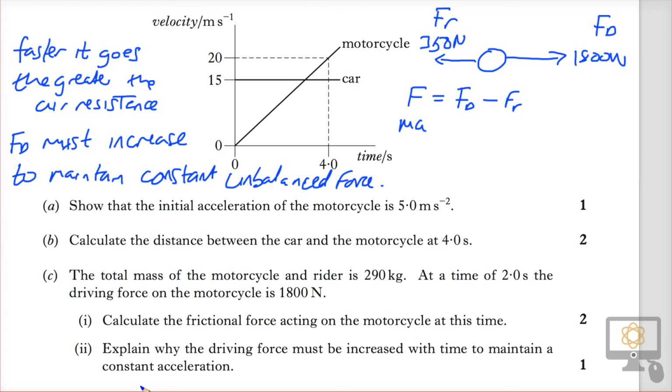It's quite a difficult question to get it right. You need to talk about this section first of all: the faster it goes, the greater the air resistance, and most people will get that. The second mark is harder to get because you need to be clear about showing that you understand what's going on here. As the frictional force increases, because the driving force is constant, that would mean F would get smaller. So we must increase the driving force to maintain this F as a constant value, so as to maintain the acceleration. So it's quite hard to get the full 1 mark for that.